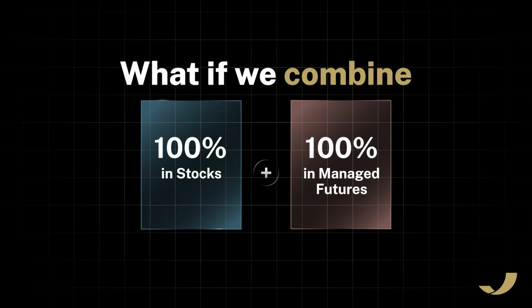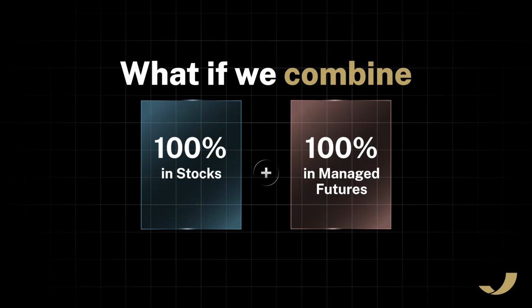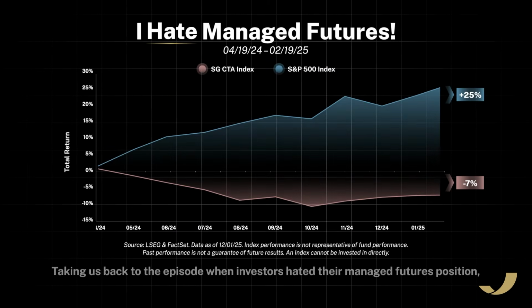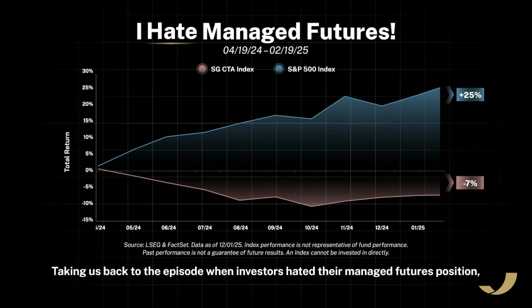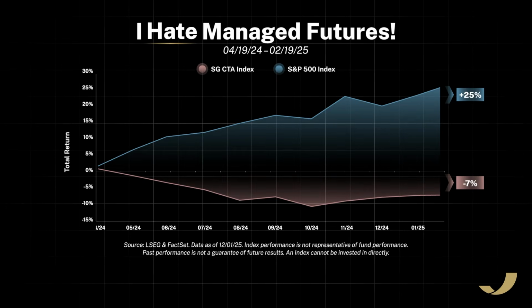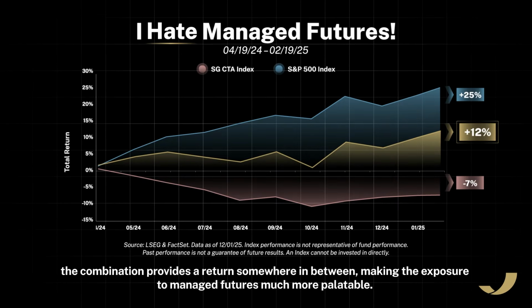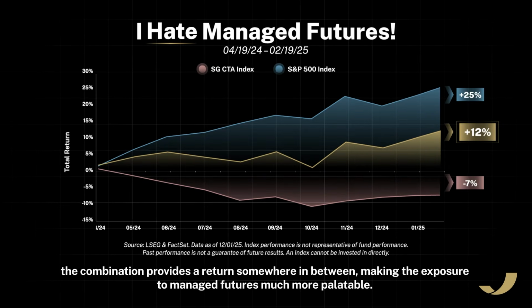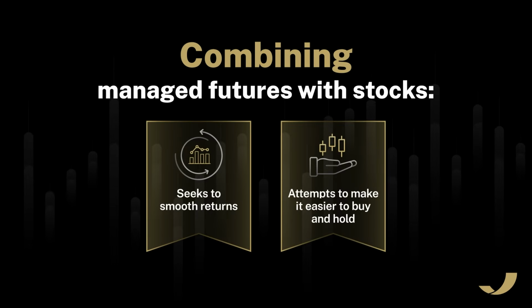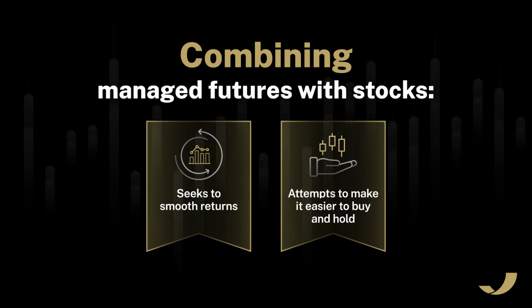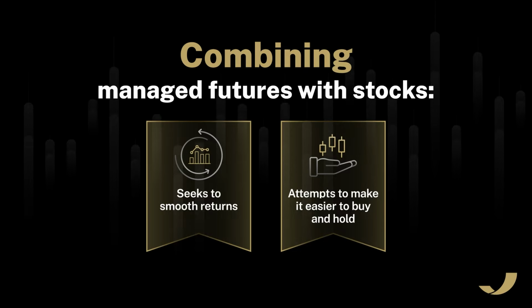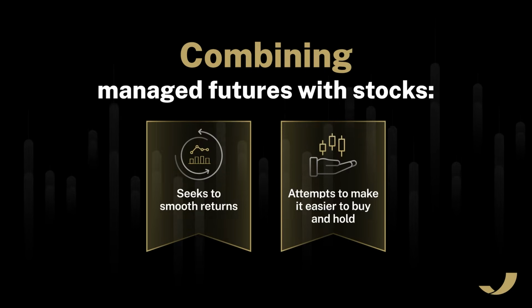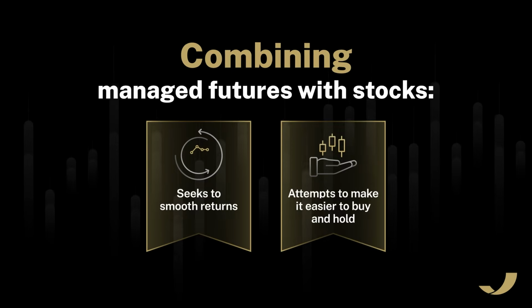What if we combine 100% exposure to stocks with 100% in managed futures? Taking us back to the episode when investors hated their managed futures position, the combination provides a return somewhere in between, making the exposure to managed futures much more palatable. Ultimately, the combination seeks to smooth returns, attempting to make it easier for investors to buy and hold managed futures and thus benefit from owning them over time.